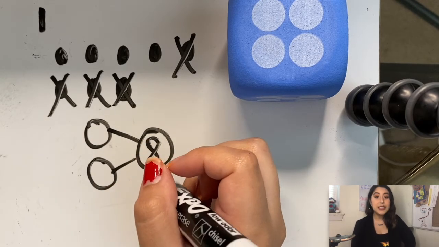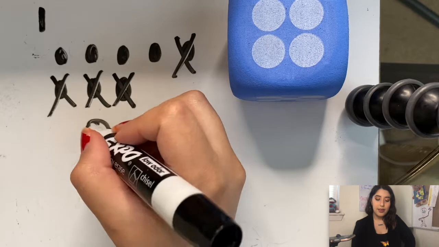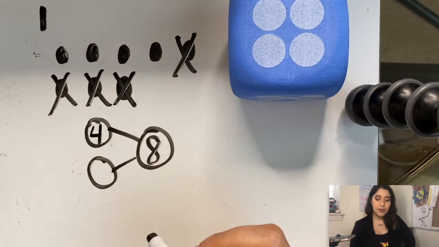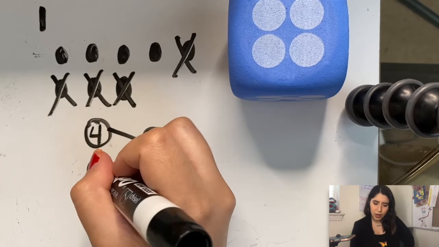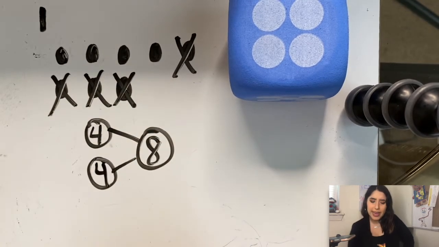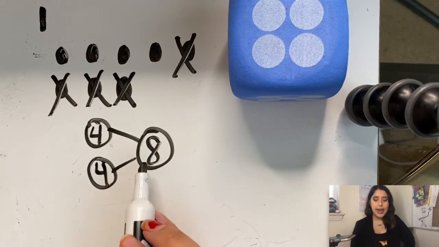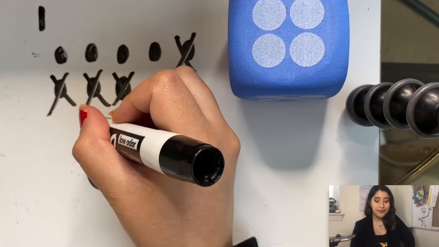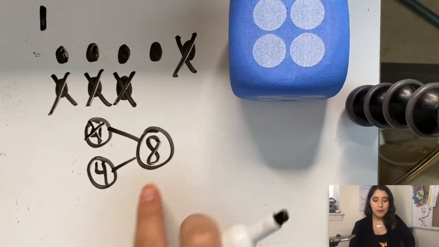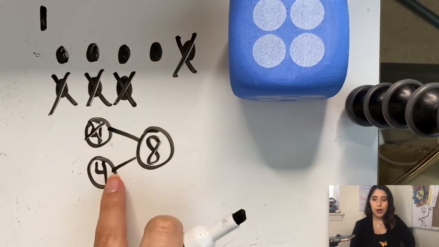8. How many did we take away? 4. And how many do we still have? 4? What? So 4 and 4 make 8. Interesting. 8 take away. What number did we take away? 4. 8 take away 4 is 4.